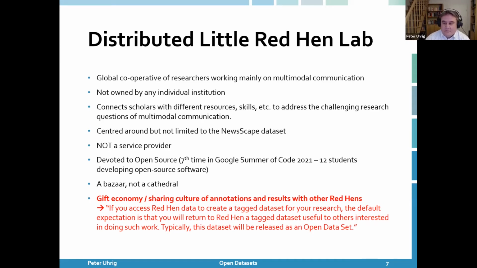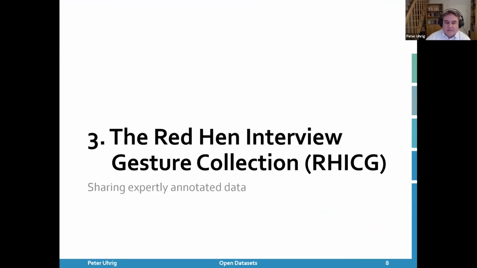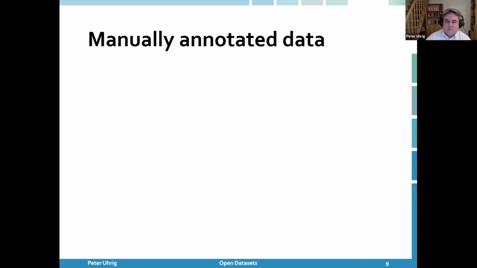Now, the problem is, again, copyright. We can't share the actual primary data. We can, of course, share the annotations, but we can't share the primary data as easily. And how do we actually work around this? Well, that's what we're going to talk about in a second for the Red Hen interview gesture collection. But first of all, I'd like to briefly say something about this data set.